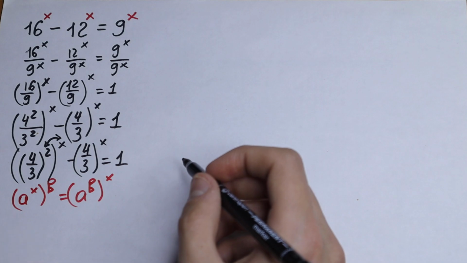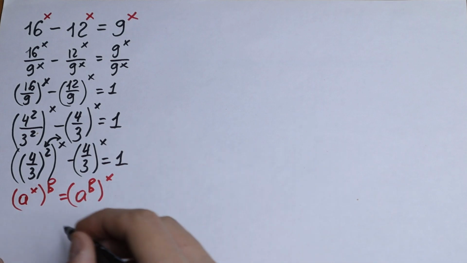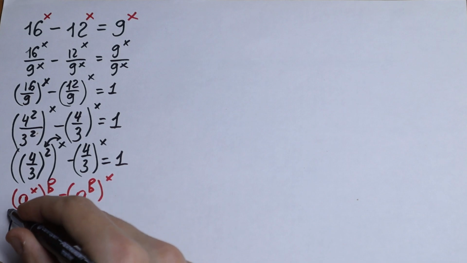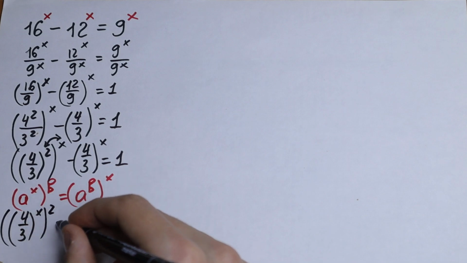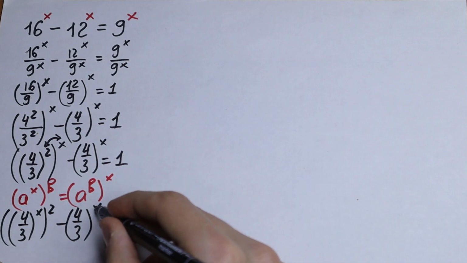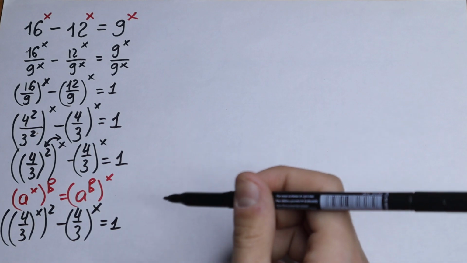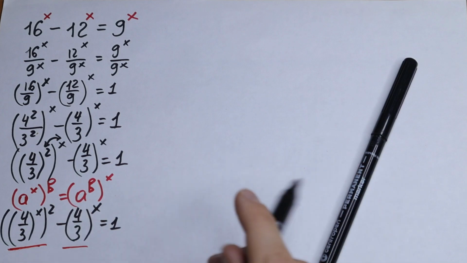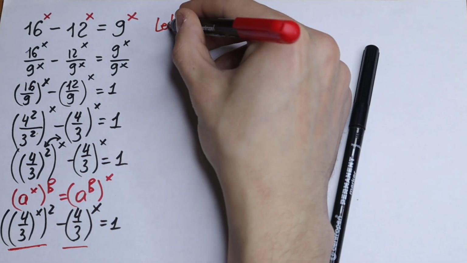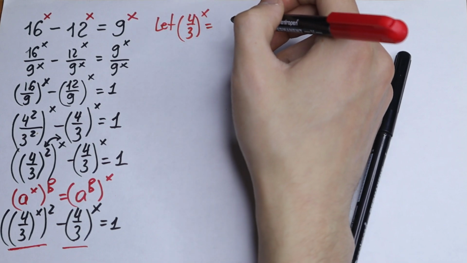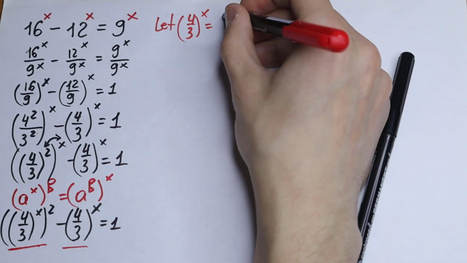So, what are we going to do next? Of course, we will have an interesting case. If we swap these, we will have 4 over 3 to the power x all squared minus 4 over 3 to the power x equal to 1. As you can see right here, we have 4 over 3 to the power x and 4 over 3 to the power x. So let's use a substitution right here. Let this 4 over 3 to the power x equal to, for example, t.